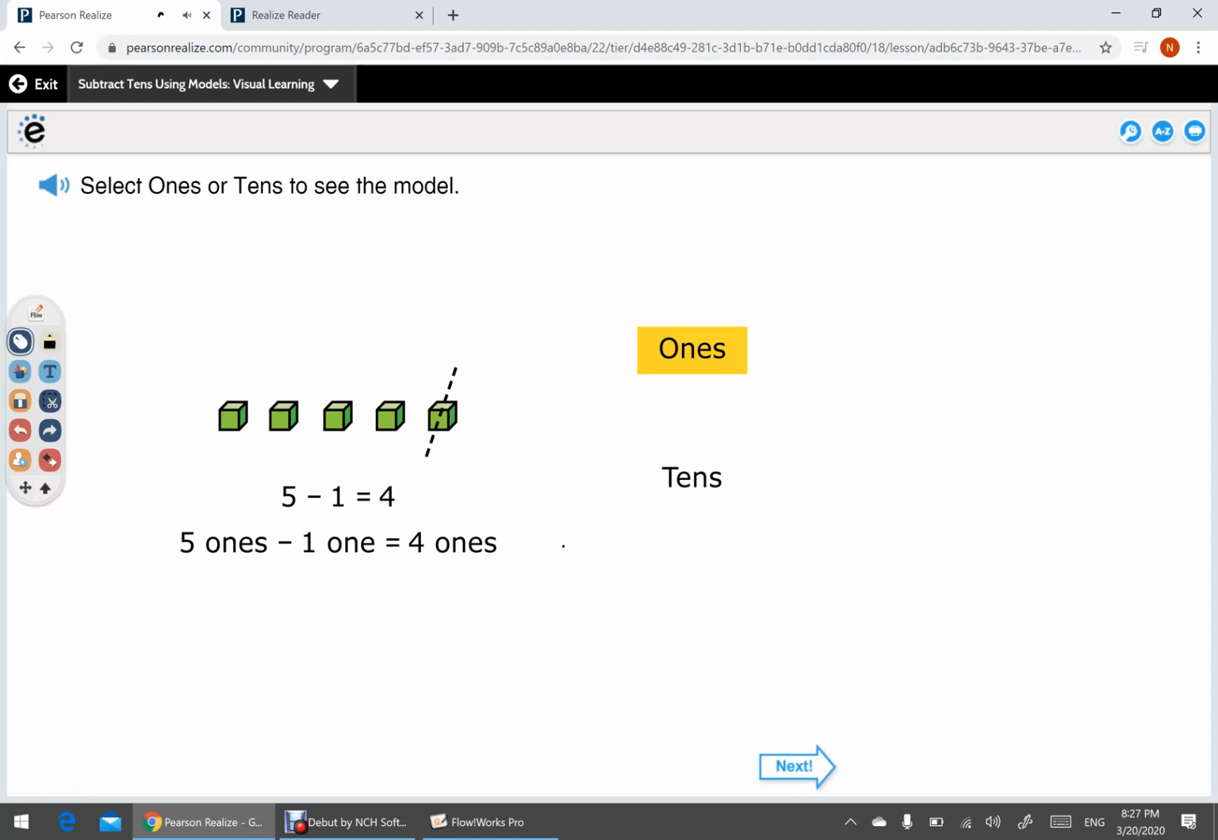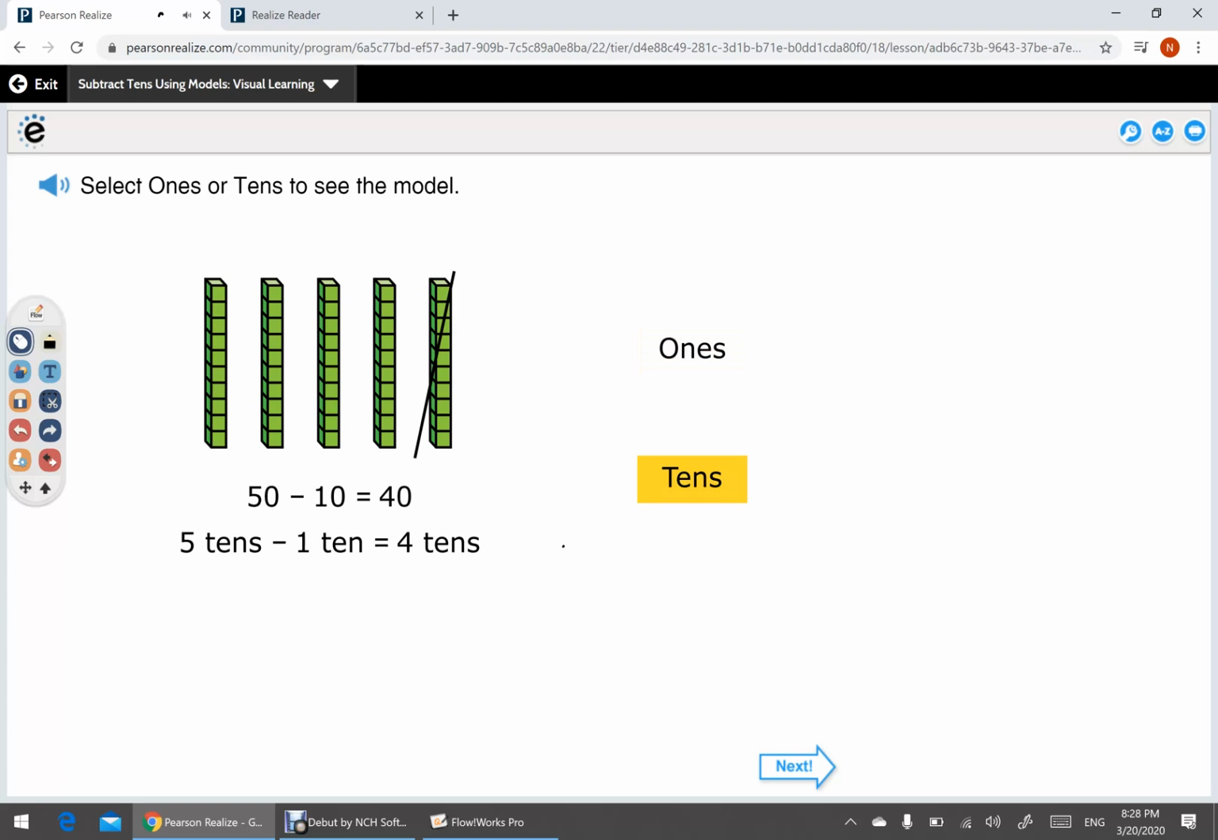Now here, I have explained to you earlier that all the numbers from 0 to 9 are ones, right? So here we have 5 minus 1 equals 4. So they all are ones. It's just a one digit number. 5, 1, and 4. Now what about tens? 50 minus 10 equals 40. 5 tens minus 1 ten equals 4 tens. Did you understand?